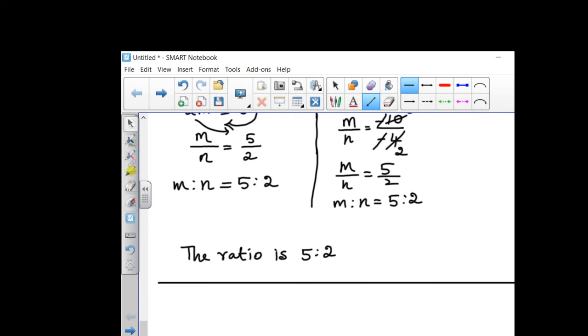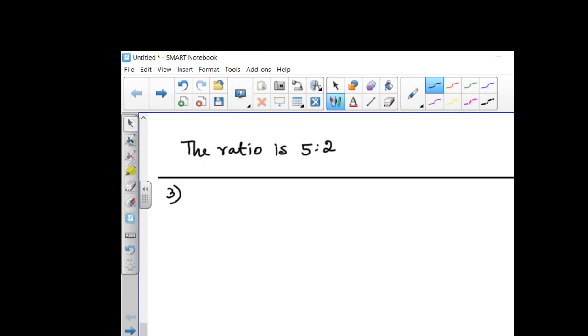Then question number 3. The question is, find the coordinates of a point P on the line segment joining A(1, 2) and B(6, 7) in such a way that AP is equal to 2 by 5 AB. Okay.